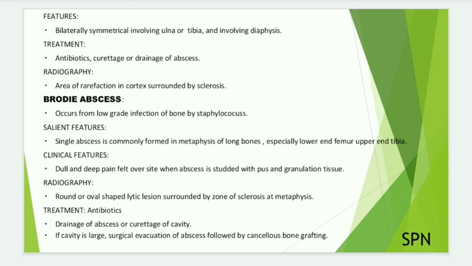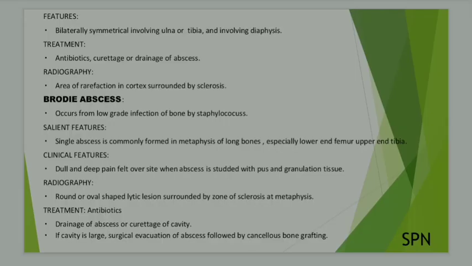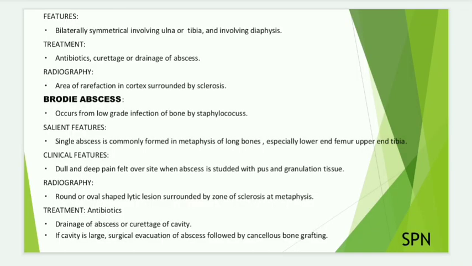Its features are your dull and deep pain felt over the site when the abscess is studded with pus and with granulation tissue. In radiography, you can see round or oval lytic lesions which are surrounded by the zone of sclerosis at the metaphysis bone. Treatment: antibiotics for subacute and drainage of abscess or curettage of cavity. If the cavity is large, you can undergo surgical removal of abscesses, which is followed by your cancellous bone grafting.